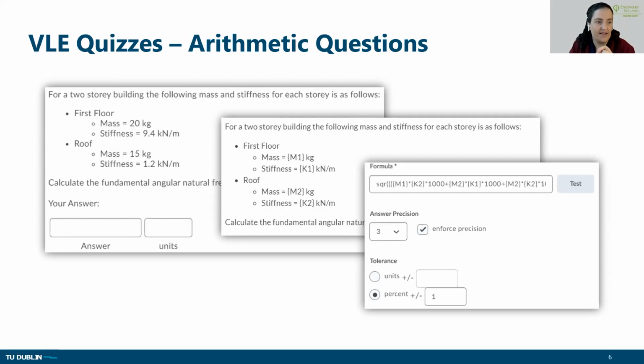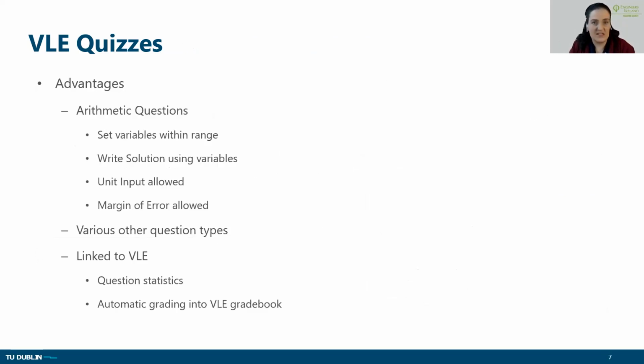The advantages of the arithmetic questions are that they let you set that variable range. You write the solution using the variable references, like the M1 that I had there. The unit, which I find very important for students to keep track of, is allowed to be entered, and there's an allowed margin of error, which is very useful.